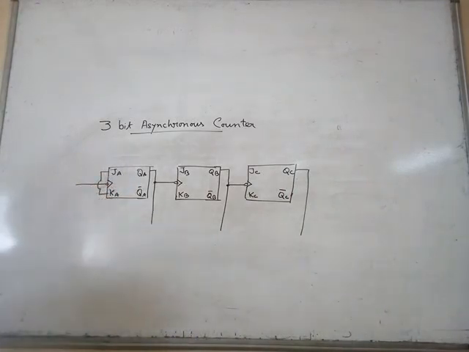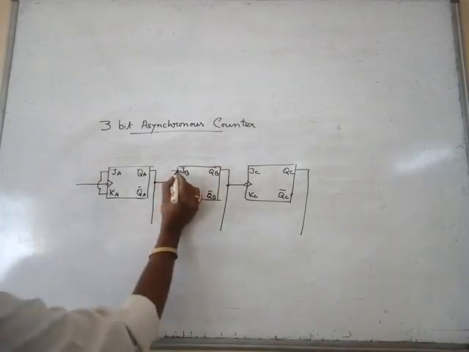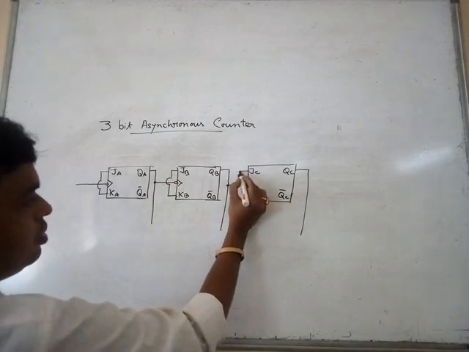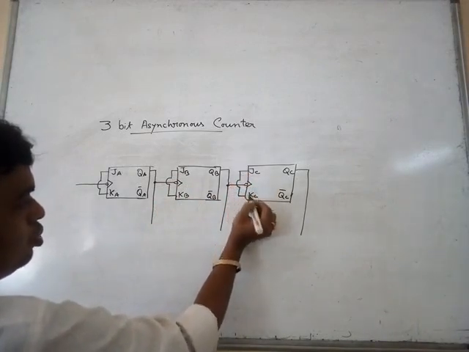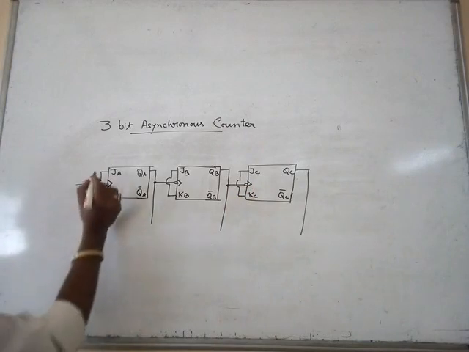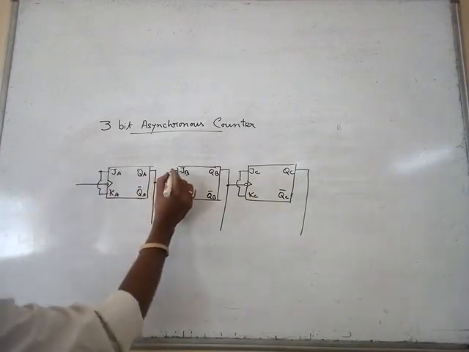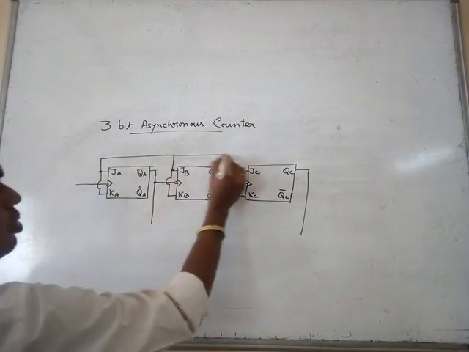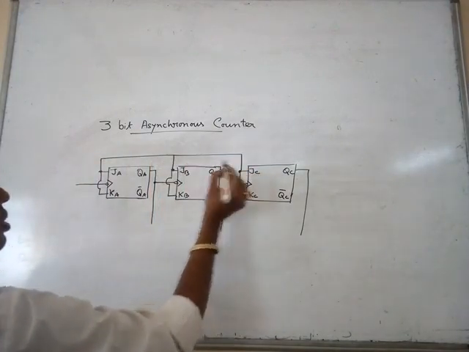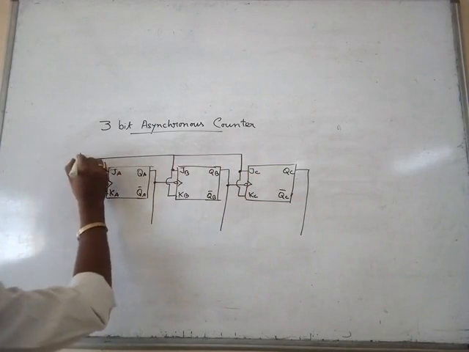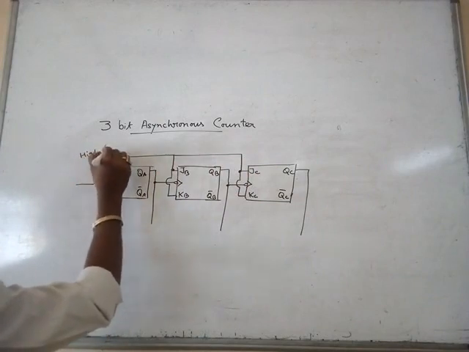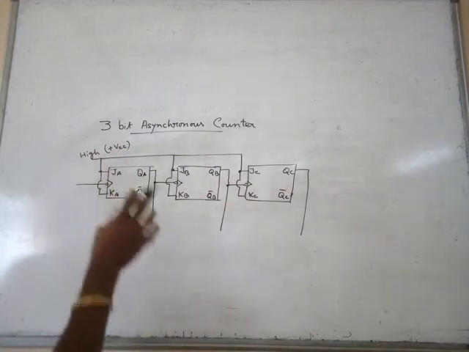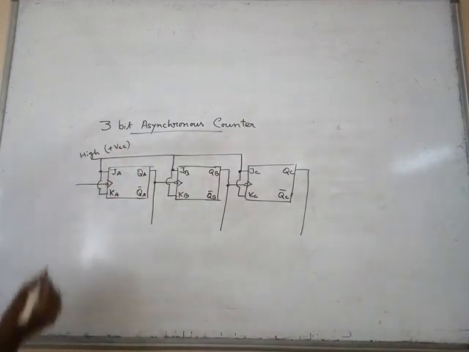JA and KA are shorted. JB and KB are also shorted. JC and KC are also shorted. This shorted point is going to the high connection, that means plus. VCC we connect in the 6 pin number. Okay, this is the clock pulse.